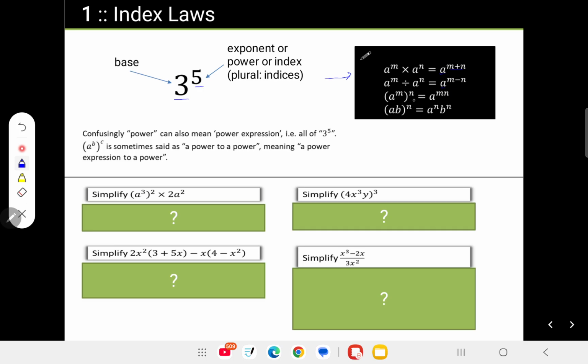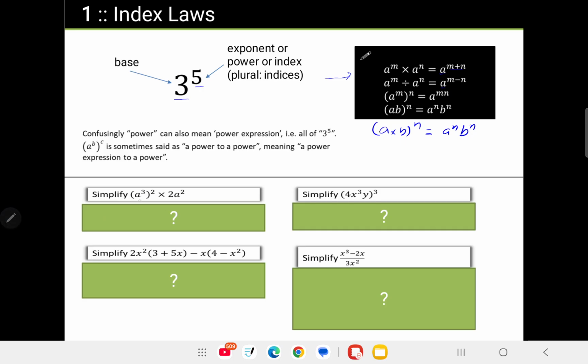The next index law is if you have a number with a power, and you have again a whole power, that means we have double powers, so you should multiply the powers: a to the power m times n. And the last is if you have a times b, the multiplication of the numbers, whole power n, then the power applies to both numbers: a to the power n, b to the power n. So these are some basic laws of indices. Okay, let's see the examples now.